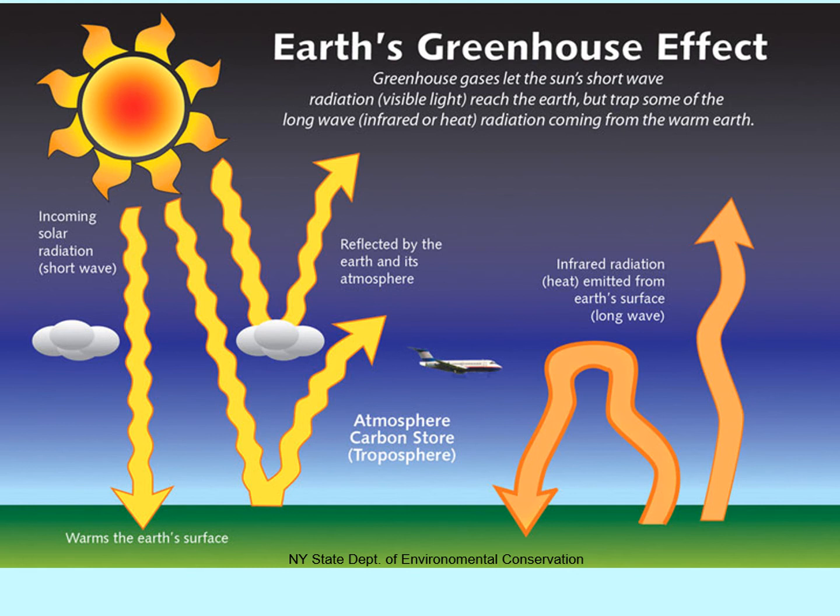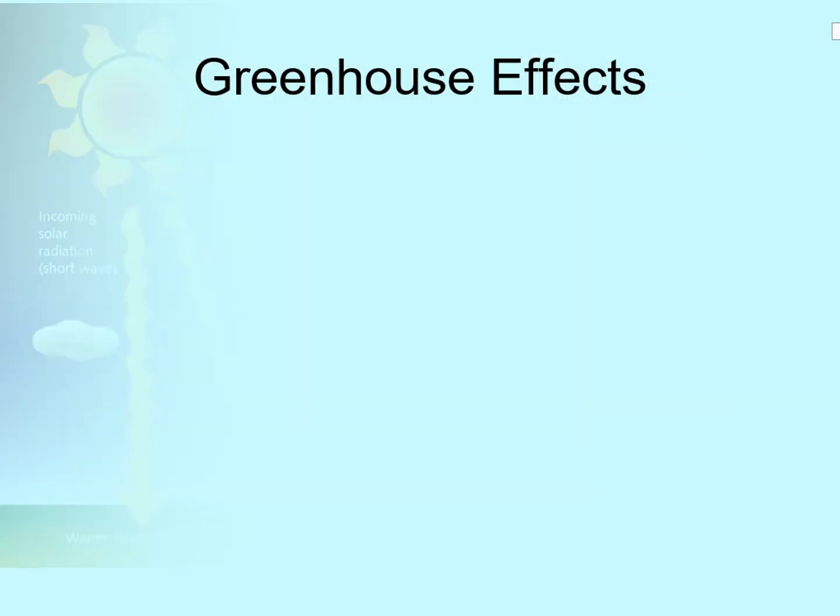So, if you're trying to decide if greenhouse warming is likely for a world, the first question to ask is, does this planet have an atmosphere? On the other hand, if you have evidence that there is greenhouse warming on a planet, then you can be sure that there must be an atmosphere present.